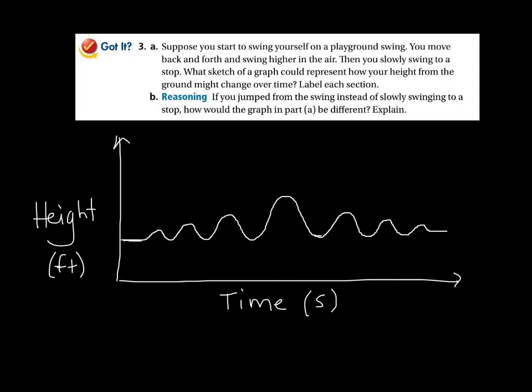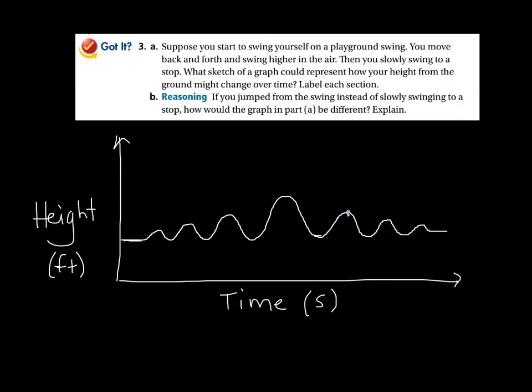Now, let's look at B. So we'll use a different color for B. I'll use this nice green color here. Okay, so if you jumped from the swing instead of slowly swinging to a stop, how would the graph in part A be different? So say that I'm swinging and I'm swinging and I'm swinging. Okay, and I decide at the height of this jump right here that I'm going to jump off. So what do you think is going to happen?